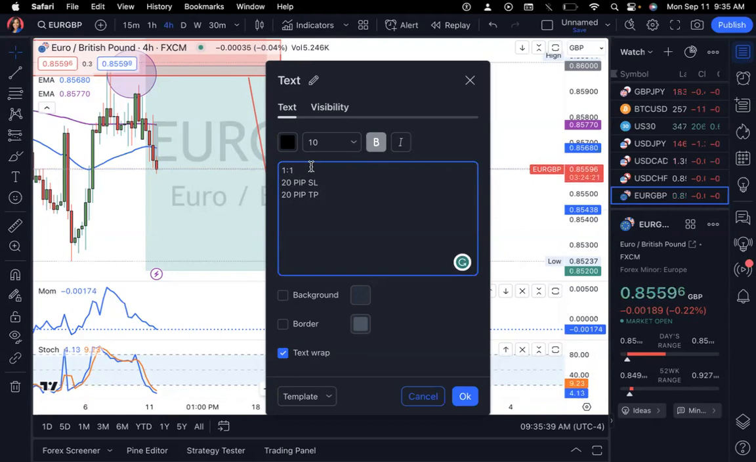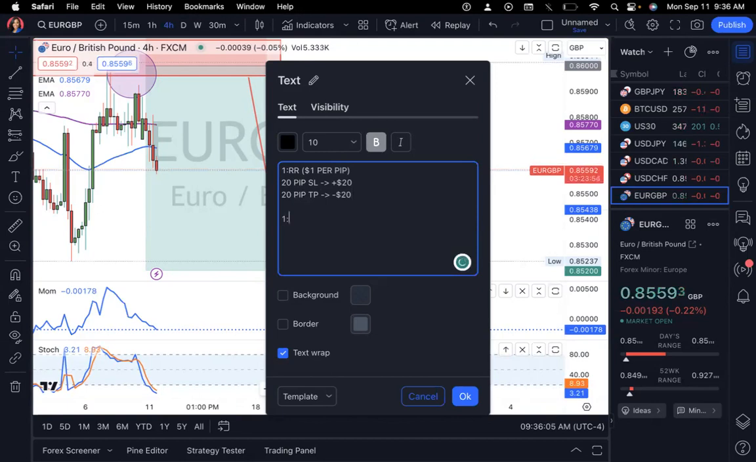And just for example purposes, we're going to say that we're using $1 per pip, just so it's easy to calculate. So in this first example of the one-to-one risk to reward ratio, if the trade were to go in our favor, we could potentially make $20. Now, if the trade did not go in our favor, then we would be losing $20.